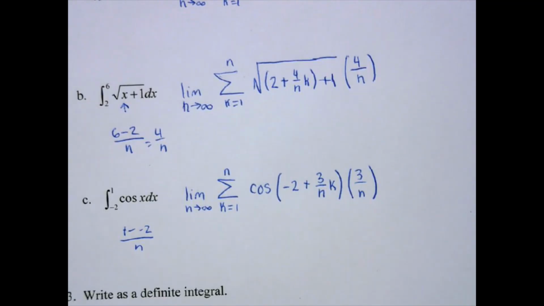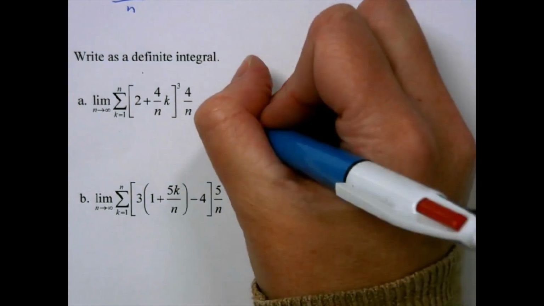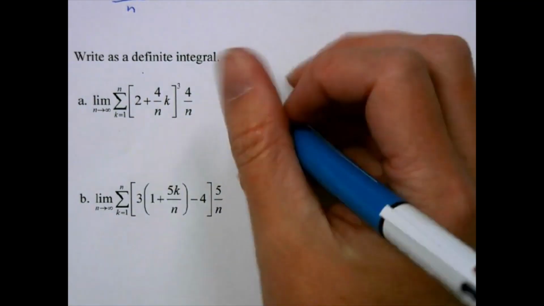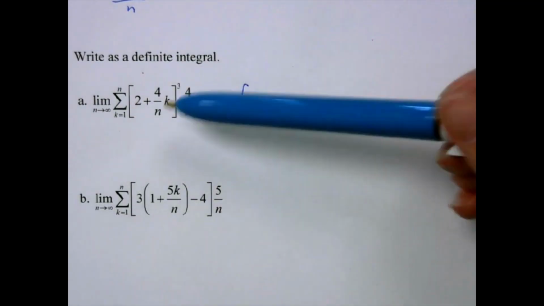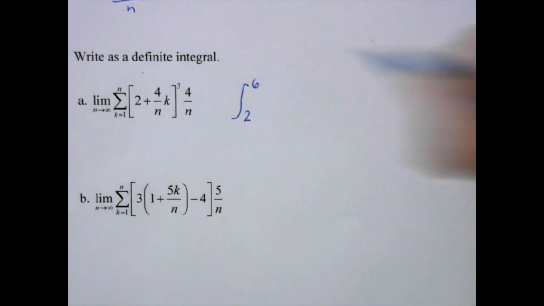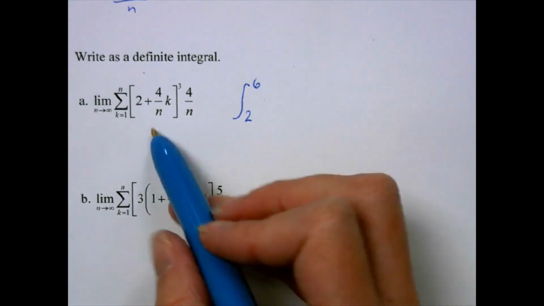Okay, now going the other direction, we're going to have the integral. We've got a 2, so that's going to be our starting value. If we're cutting 4 into n pieces, that means my distance between my bounds is going to be 4, and then my function is just going to be x cubed.